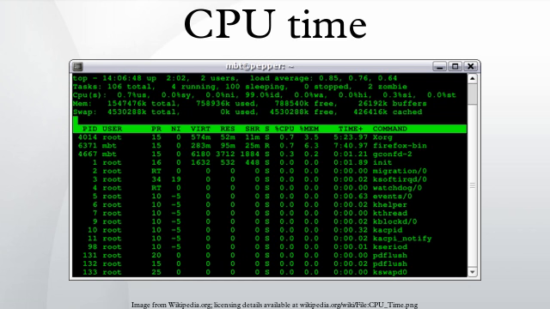Unix commands for CPU time. Unix command top: the Unix command top provides CPU time, priority, elapsed real time, and other information for all processes and updates it in real time. Unix command time: the Unix command time prints CPU time and elapsed real time for a Unix process.